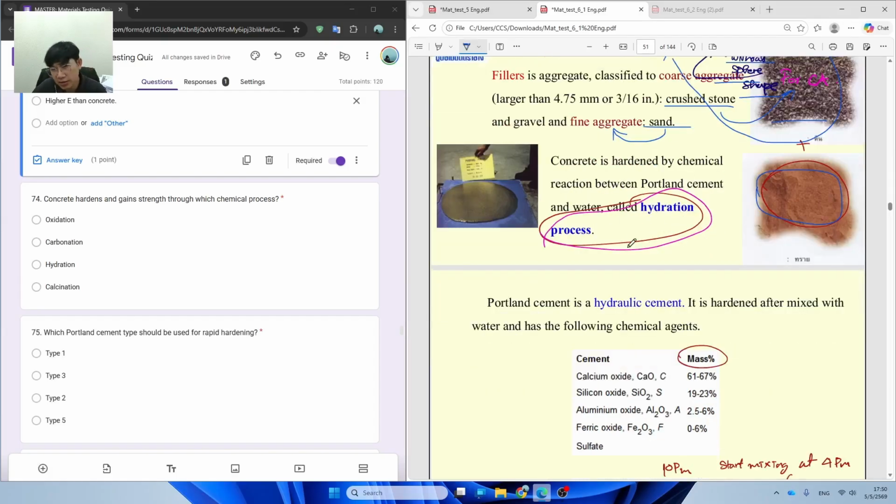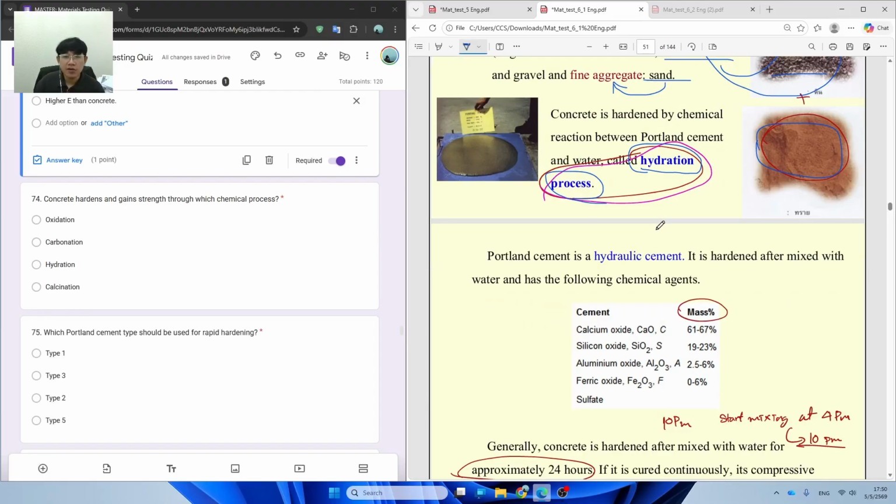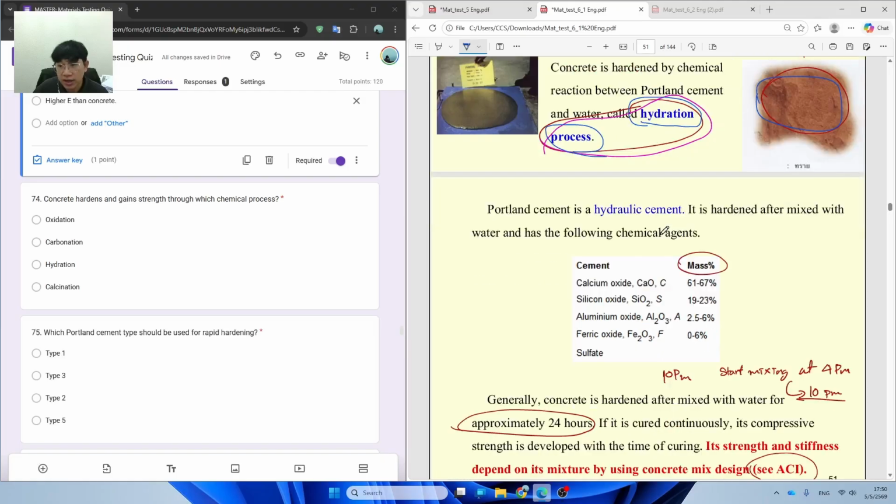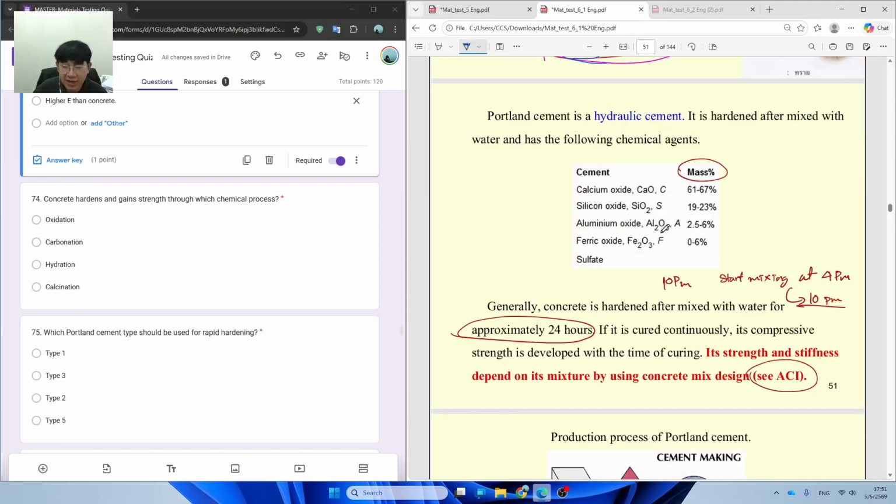When we combine it together, we form concrete. And the concrete, to get hardened, needs to pass a process called the hydration process. What is the hydration process? The hydration process is the chemical reaction between cement and water. It provides some heat and changes its behavior from liquid to a hardened state.